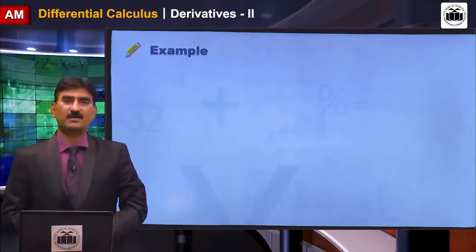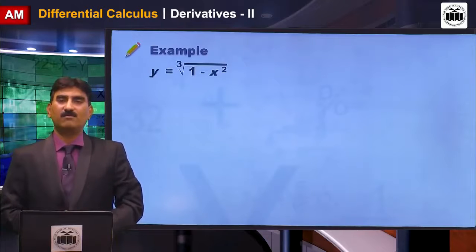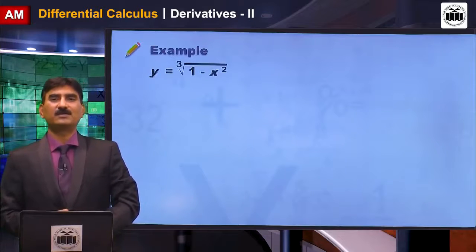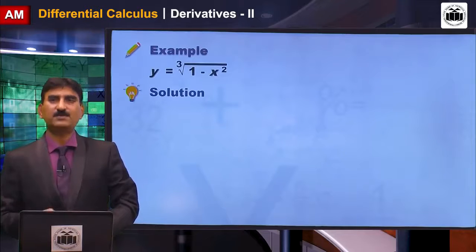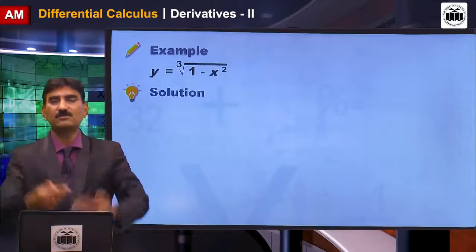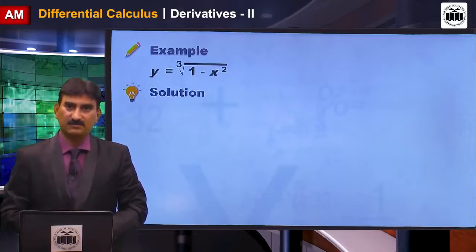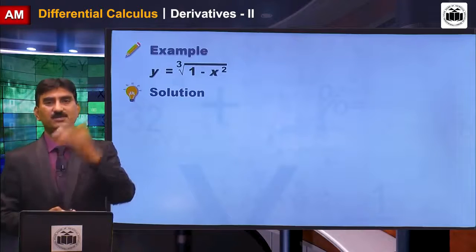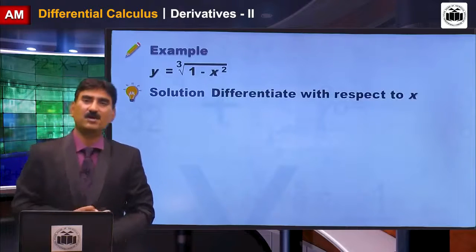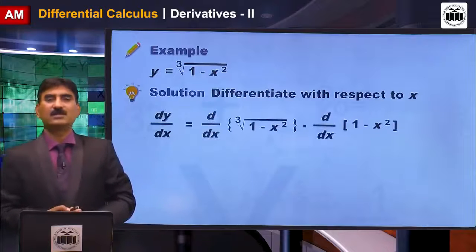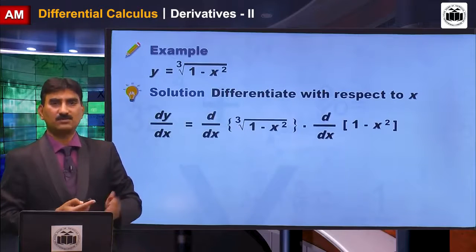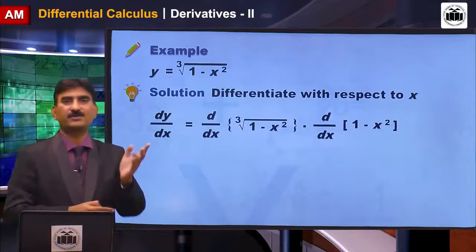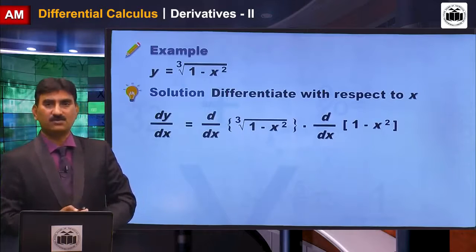Now take another example. Y is equal to third root of 1 minus x square. How you differentiate? Third root of 1 minus x square, that means 1 minus x square raised to 1 upon 3. This is just like ax plus b raised to n. Now see how we differentiate. dy by dx is equal to d by dx of third root of 1 minus x square into again the derivative of 1 minus x square.